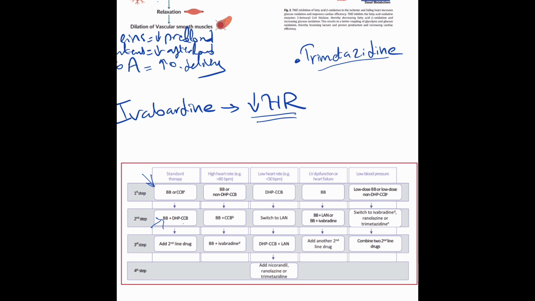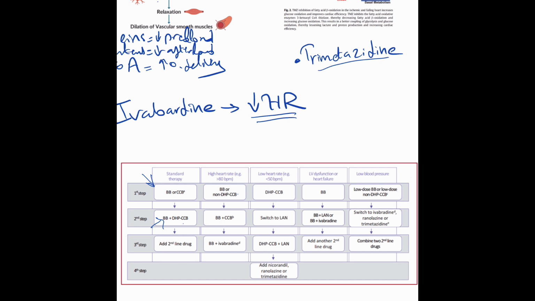In patients with a high heart rate, you go with the beta blockers or non-dihydropyridine calcium channel blockers like verapamil or diltiazem. If that still doesn't work, you use a combination of the beta blockers and calcium channel blockers. If that doesn't work, you go with the beta blockers and ivabradine to decrease the heart rate. Patients, on the other hand, with a lower heart rate, you avoid beta blockers and you avoid ivabradine.